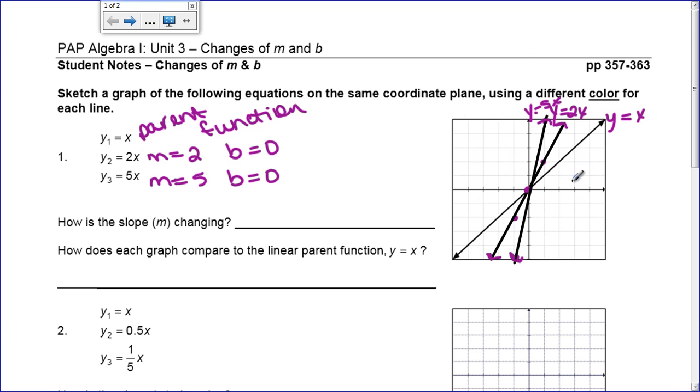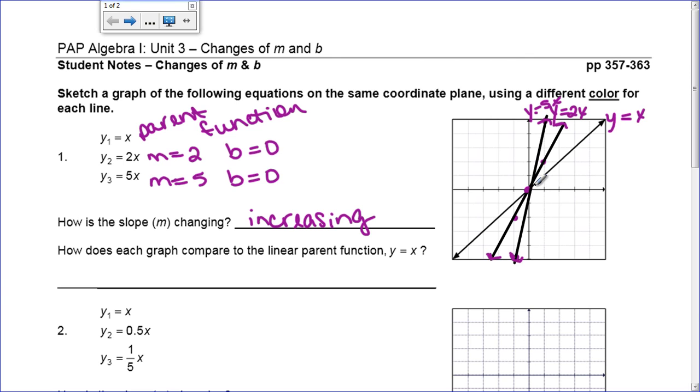And so the question is, just looking at the equation, how is the slope changing? Well, my slope went from 1 to 2 to 5, so my slope is increasing. It is getting larger. And so what happened when I increased the slope? How do this line and this line compare to the original? Well, if you look at y equals 2x and y equals x, it really helps if you just look at this first quadrant, because that really gives you a good visual of what's happening.